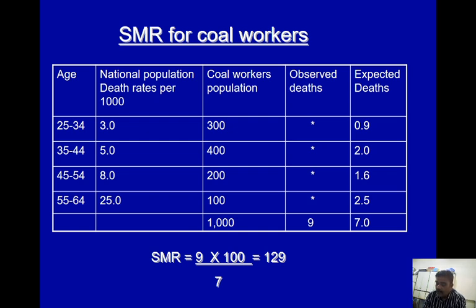Here the whole logic is that the people who are working in coal mines should die similar to the people who are not working in coal mines. But if they are not dying like that, it means that there is something related to the coal mine that is a problem. So you find out observed deaths is 9 and expected deaths is 7, and now it is 129, multiplied by 100. It's more than 100.